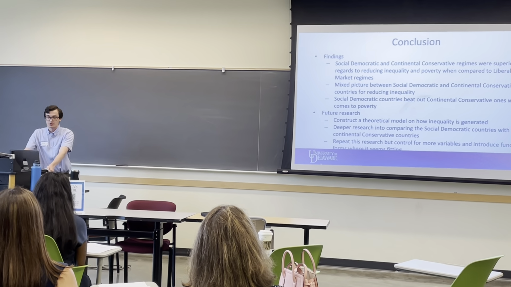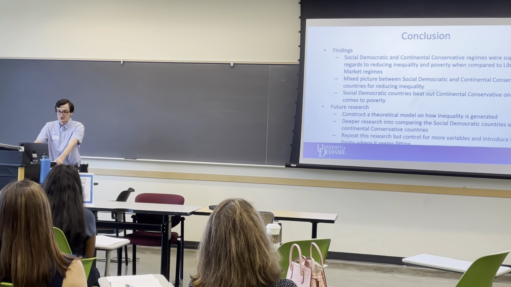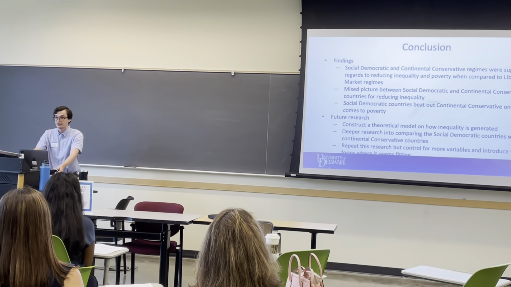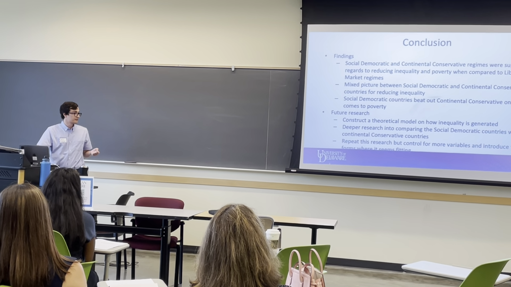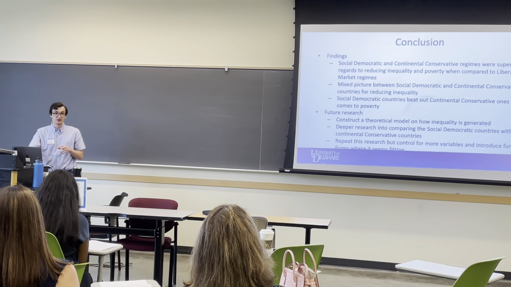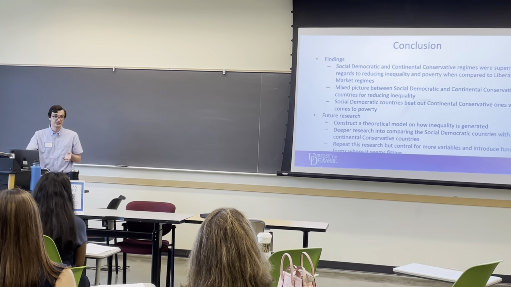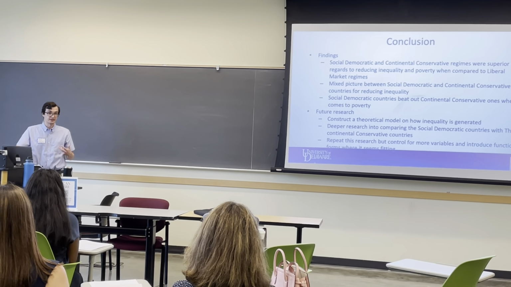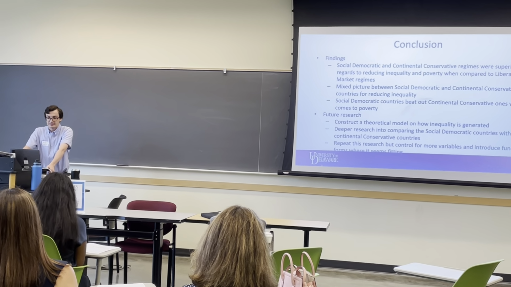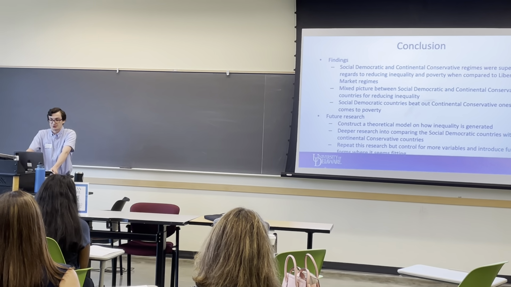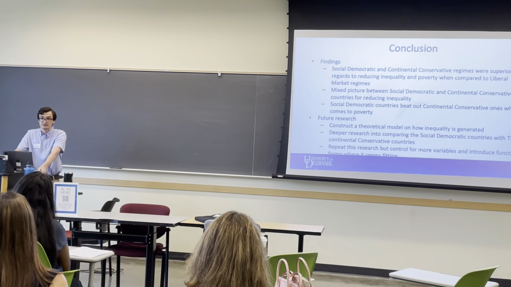So for future research, one thing I considered doing is constructing a theoretical model on how inequality is generated, where we take account of differences between persons and their natural ability by giving them different production functions and having a representative agent optimize given their production function. And then I could do deep research into comparing the social democratic countries with the continental conservative countries, since it was a little inconclusive in that regard. And lastly, I could repeat this research to control for more variables such as unemployment and growth, and introduce functional forms where it seems fitting. And that's it.